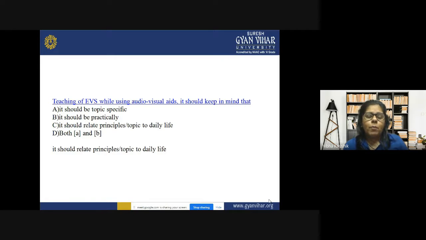That it should be topic specific and it should be practical. So the correct answer will be option C, that is, it should relate principles and topics to daily life. It means the students will be able to relate the topic which has been taught by the teacher in the class to the daily life of the students.